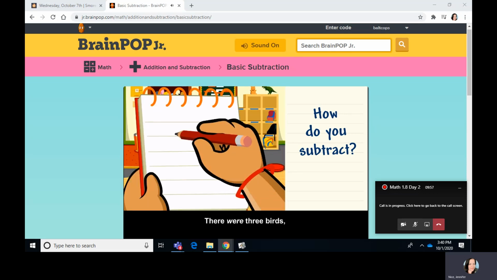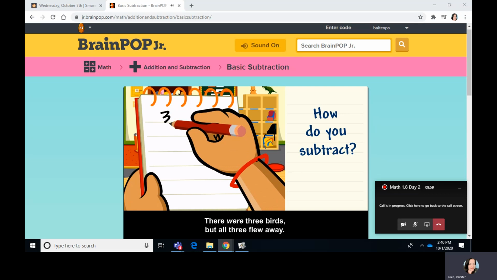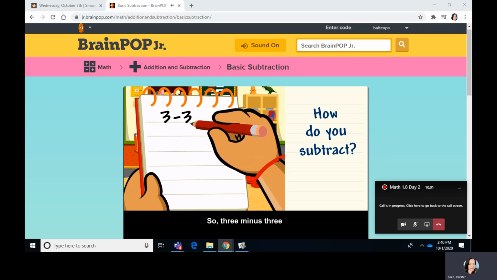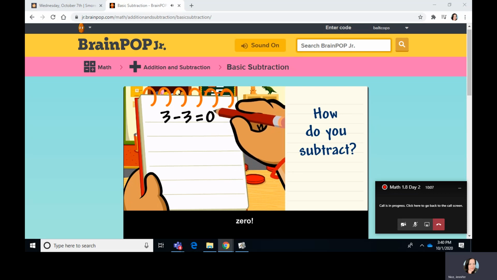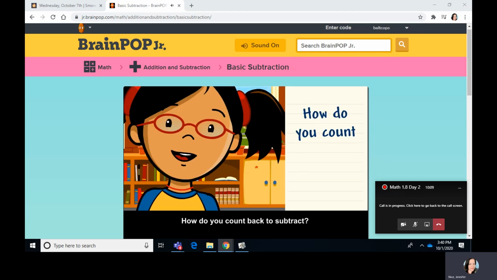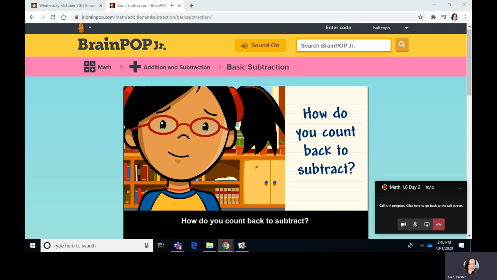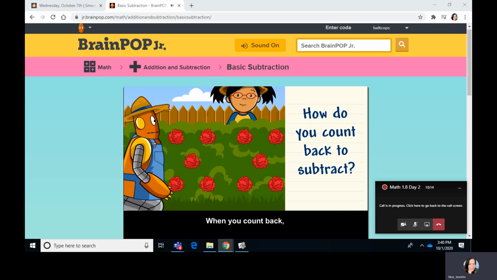There were 3 birds, but all 3 flew away. So 3 minus 3 is equal to 0. How do you count back to subtract? When you count back, you start with the bigger number and then count back the smaller number.